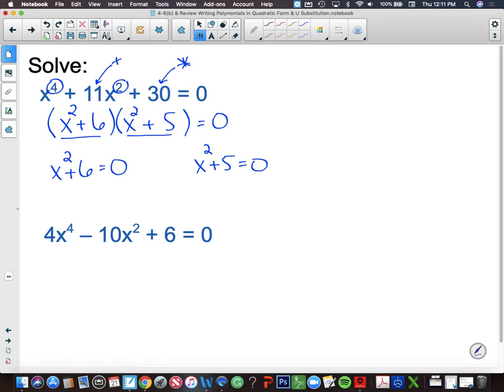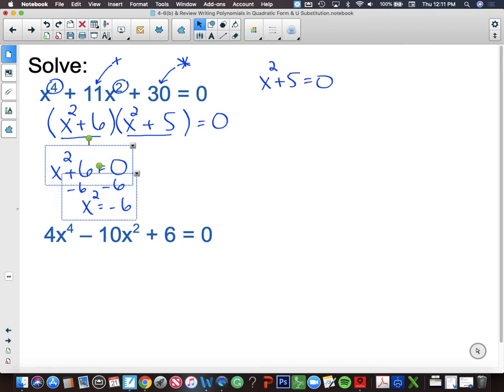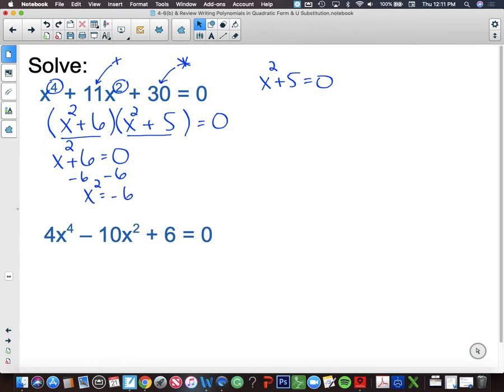We've solved stuff like this before in chapter 3. So for here, subtract 6, subtract 6. So we're going to have x squared equals negative 6. I should have moved my work. I'm going to move this a little bit, that way we have a little bit more room. Okay, so we got x squared equals a negative 6. Well, how do I get the x squared to turn just into an x?